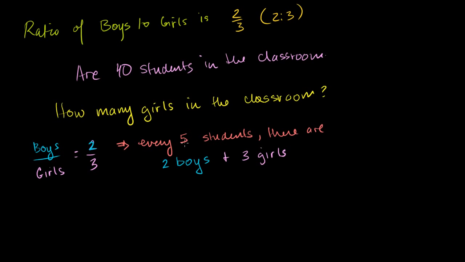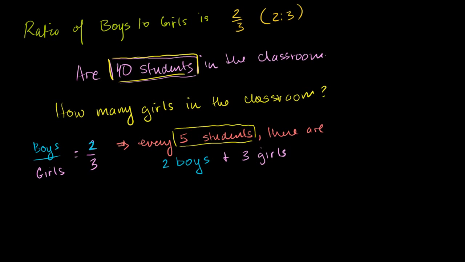Well, how many groups of 5 students do I have? I have 40 students in my class. And for every 5 students, there are 2 boys and 3 girls. So how many groups of 5 students do I have? So I have a total of 40 students.